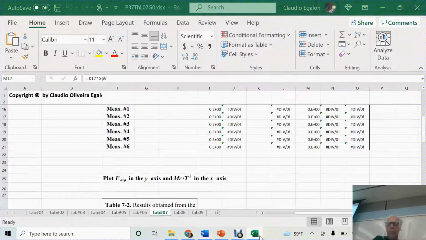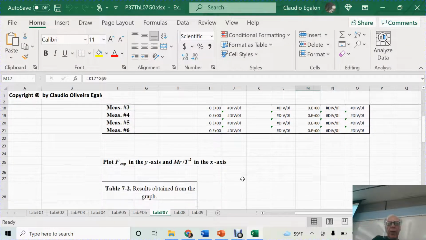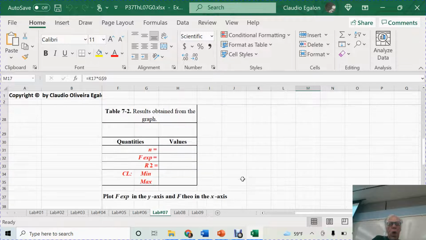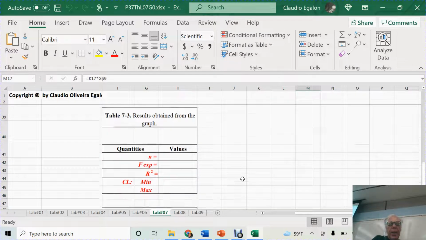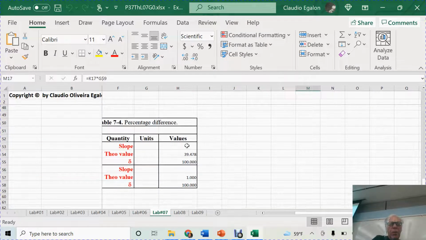Once you plot the graph, you are going to log the slope in this table right in here. See here, the theoretical value. The theoretical value is very close to 40, 39.5 for 4 pi squared. If you did a good experiment and have good data, you're going to get very close to this value.